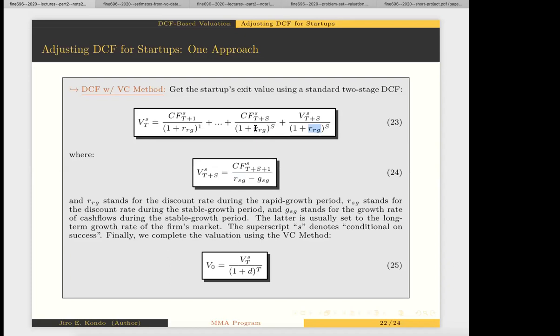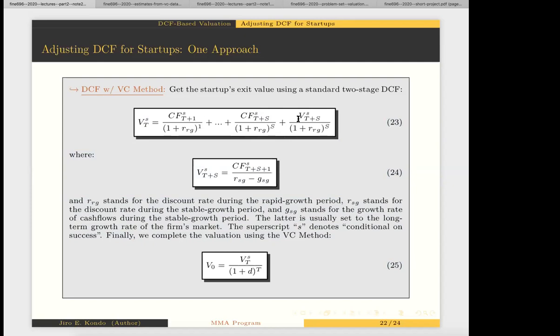So just keep in mind, you'll use RRG in step 2 also for discounting this terminal value. Okay, but in 23, the numerator is t plus s, but if you use 24 in it, you have t plus s plus 1, and the denominator is to the exponent of s, so that's a little bit confusing. Sorry, can you? So in 23, the numerator is at time t plus s. Yeah. But you can use 24 to replace that. But that's a cash flow at t plus s plus 1.